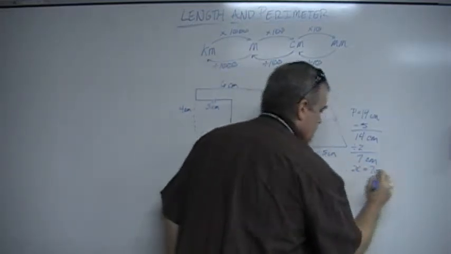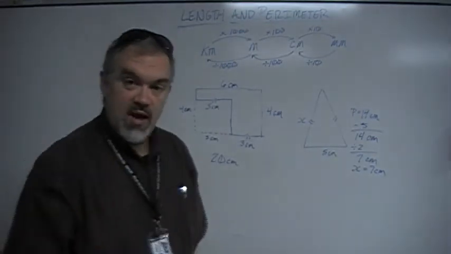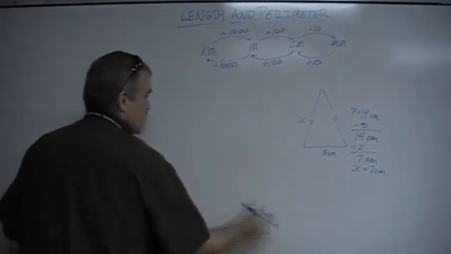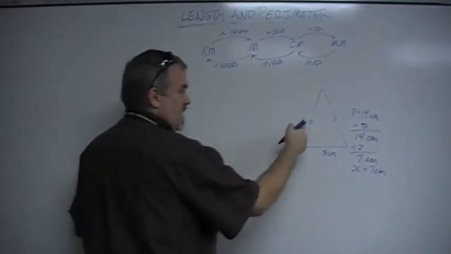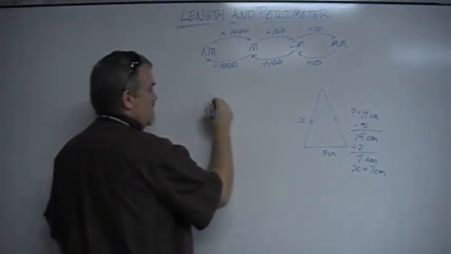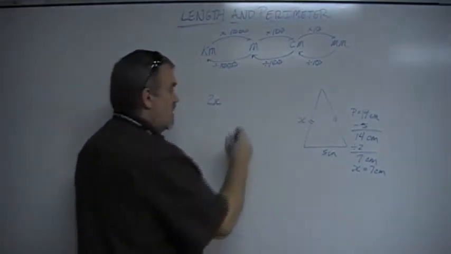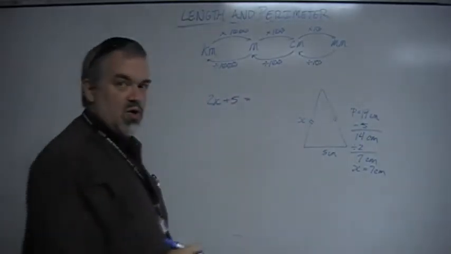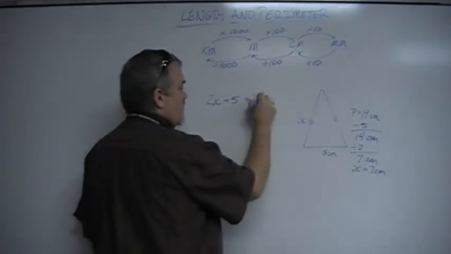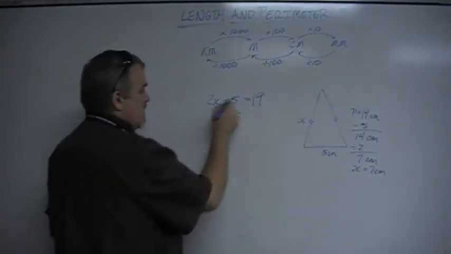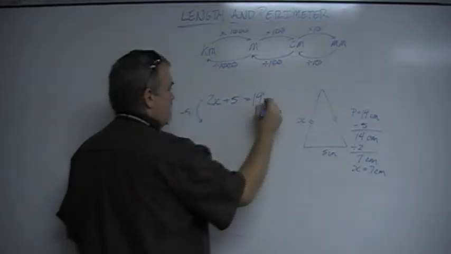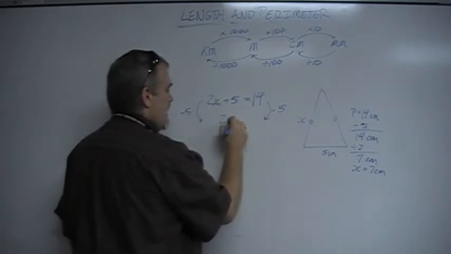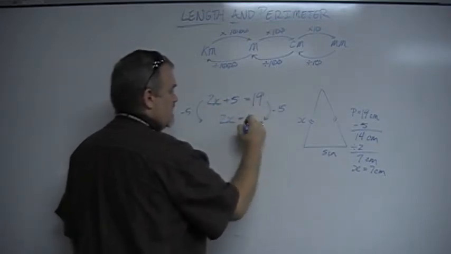x equals 7 centimeters. Now, if you prefer the algebraic way to do that, which in some ways is a little bit more elegant. If we want to do it the algebraic method, we would say that the perimeter of this is 2 times x, because there's 2 of those, plus 5, that's this side, is equal to the total perimeter, which is 19. And then when we solve that, we can figure out x. We would start with subtracting 5 from both sides, which would make the 5 go away, and we'd be left with 2x is equal to 19 minus 5 is 14.